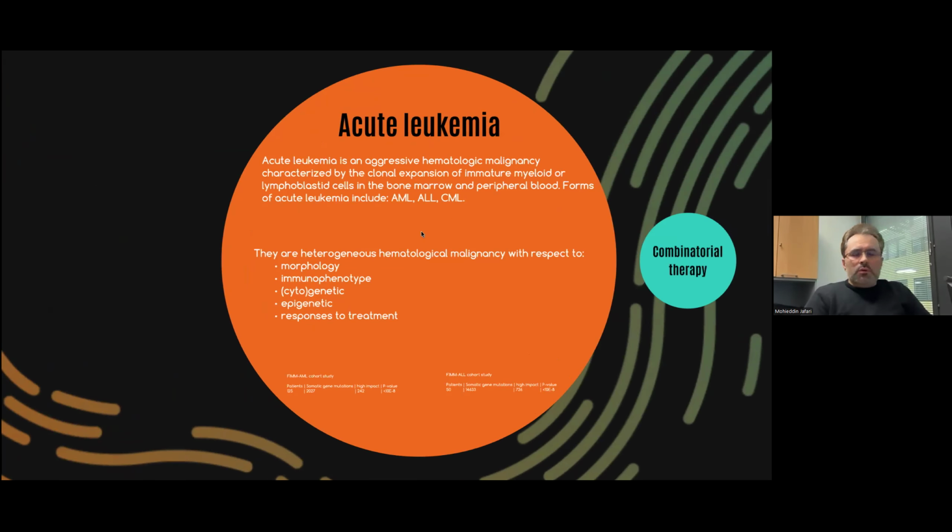Our disease models are acute leukemia, AML and ALL. Similar to other complex diseases and cancers, these hematological cancers are very heterogeneous. This heterogeneity comes from different aspects: morphology, immunophenotypes, epigenetics, and, more importantly, response to treatments.